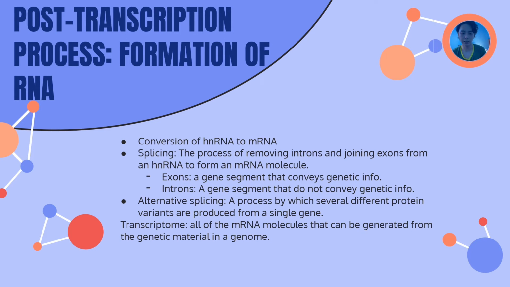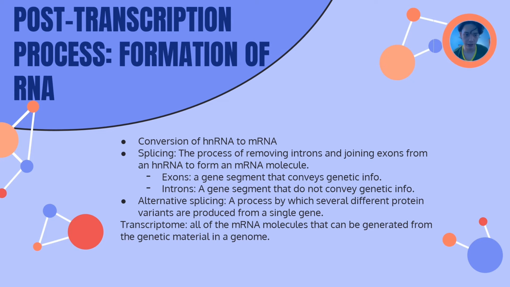The hnRNA is then edited under enzyme direction to remove the introns, and the remaining exons are joined together to form a shorter RNA strand that carries the genetic information of the transcribed gene. The removal of the introns and joining together of exons takes place simultaneously in a single process. The edited RNA produced is the messenger RNA that serves as a blueprint for protein assembly.